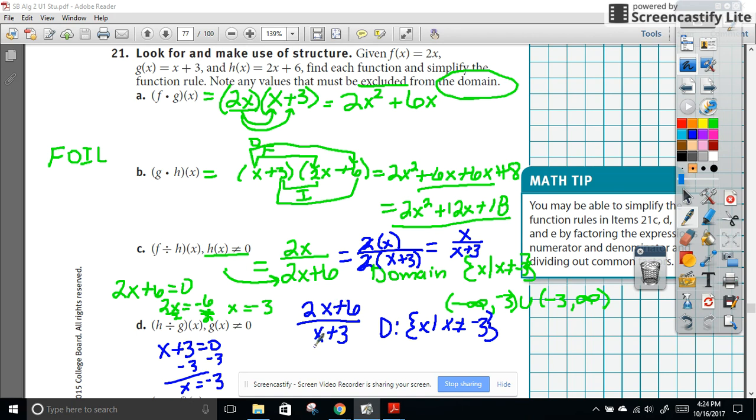Simplify it if we can. I believe we can simplify it, because if you take the top and you factor out a 2, you get an x plus 3 on top. You have an x plus 3 on bottom. The x plus 3 on top will simplify with the x plus 3 on bottom, and then you end up with just a 2.